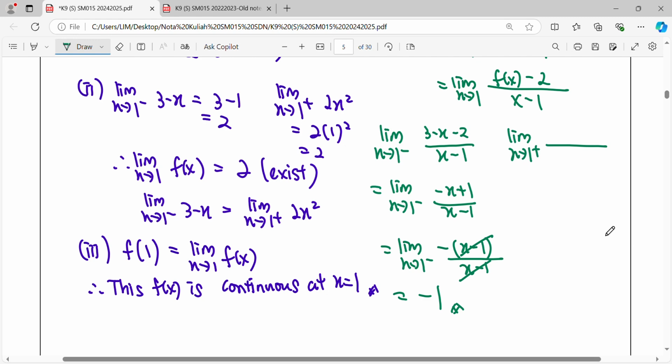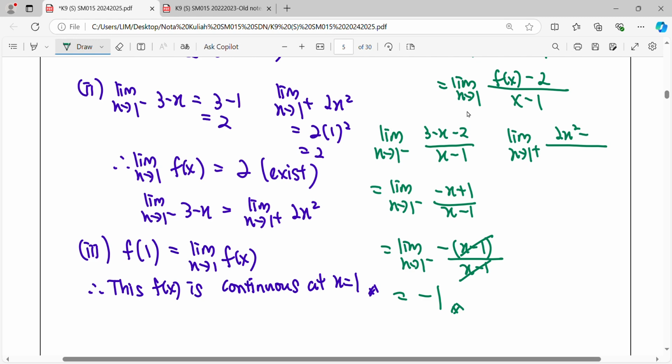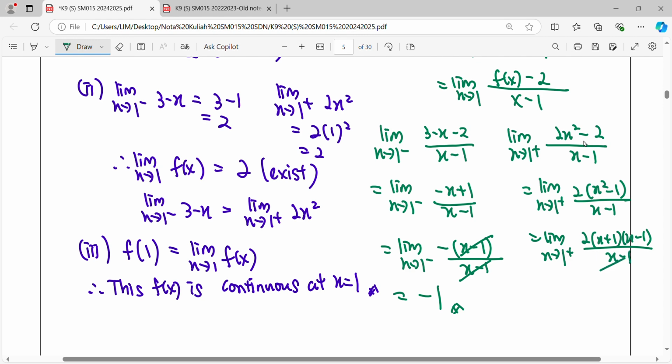Then we proceed to the right hand side. The right hand side function is 2x squared, minus the 2 coordinate, over x minus 1. We try to evaluate by substituting 1, we get indeterminate form. So when you have an indeterminate form, we simplify by factorizing. We take out 2 from x squared minus 1, which can still be factorized as x plus 1, x minus 1, until we can simplify our indeterminate form. Then we evaluate our limit again: 1 plus 1 is 2, 2 times 2 is 4.